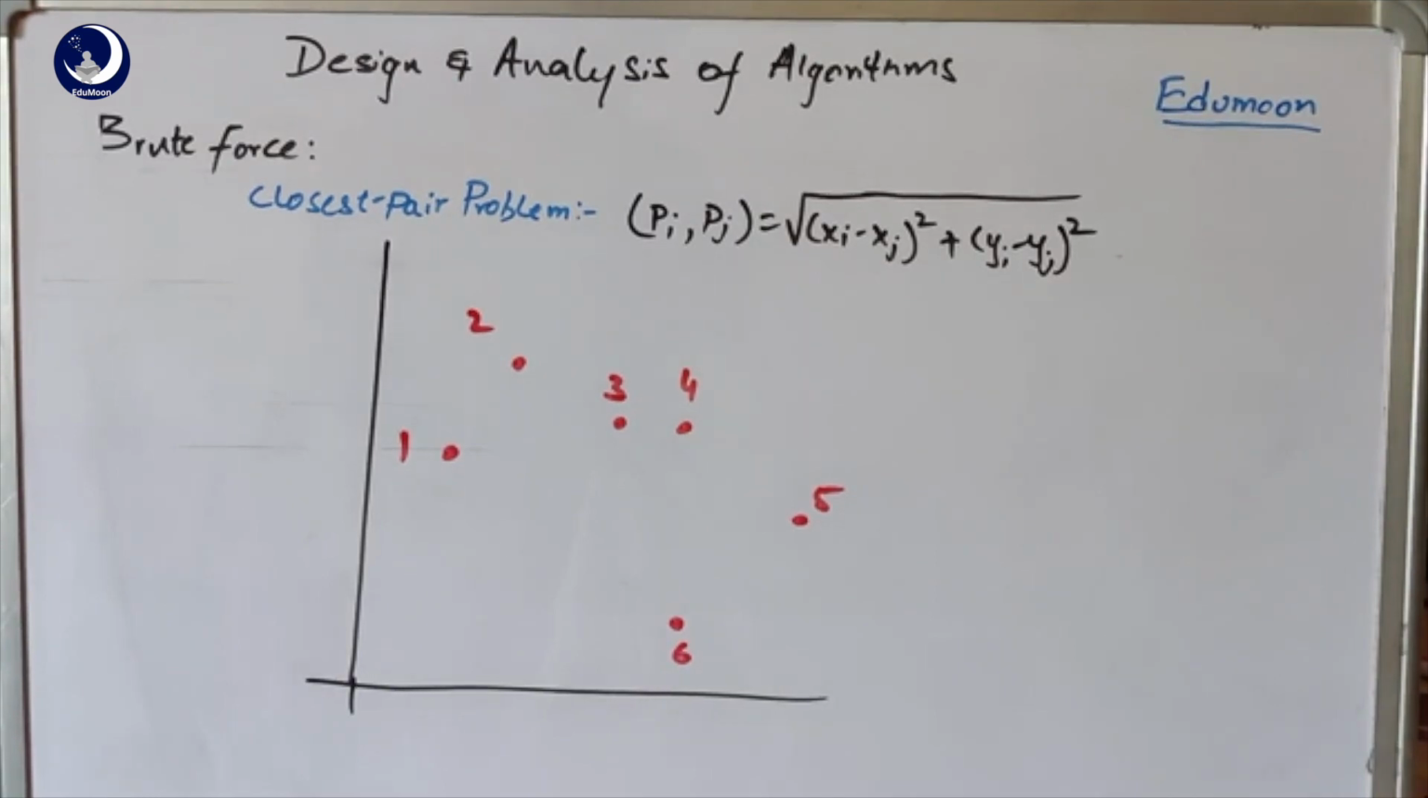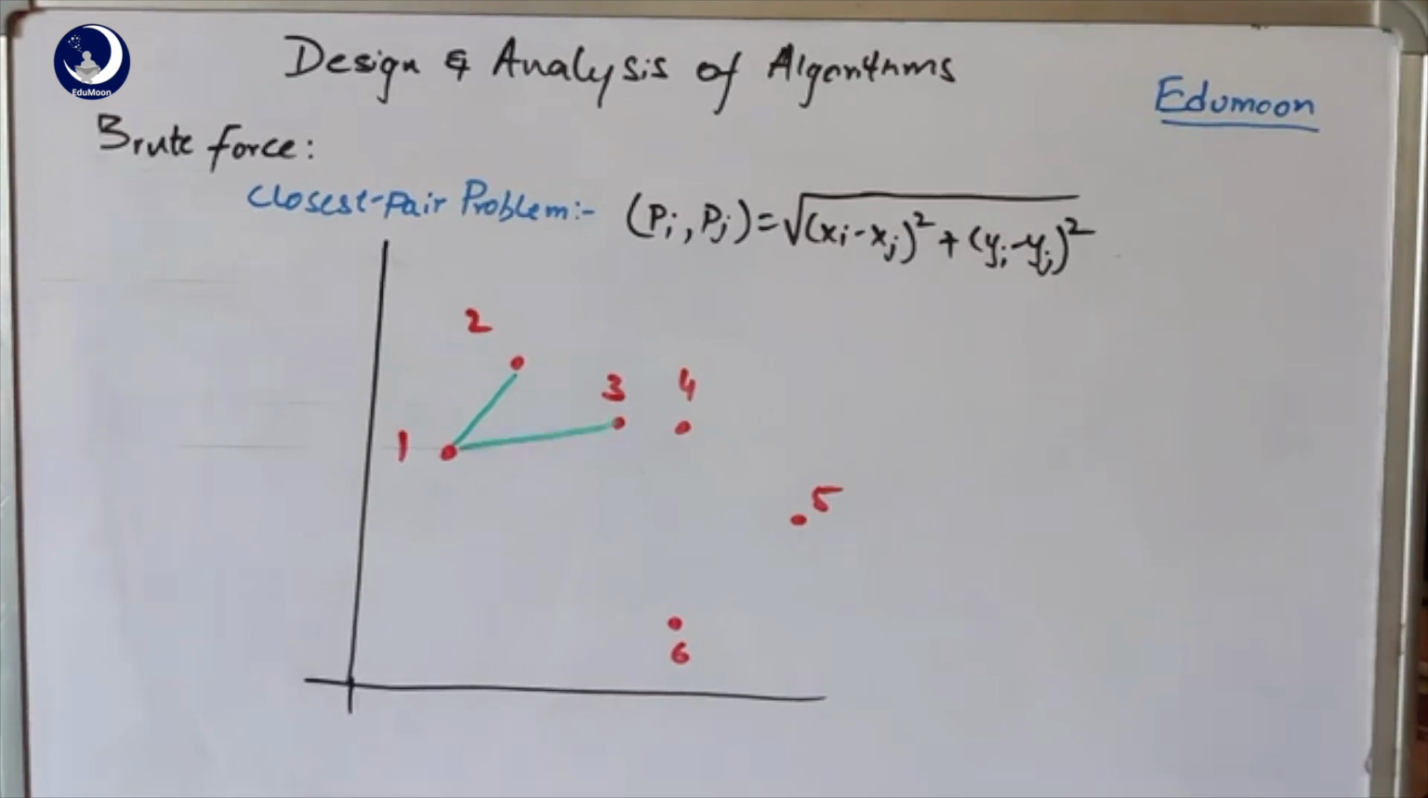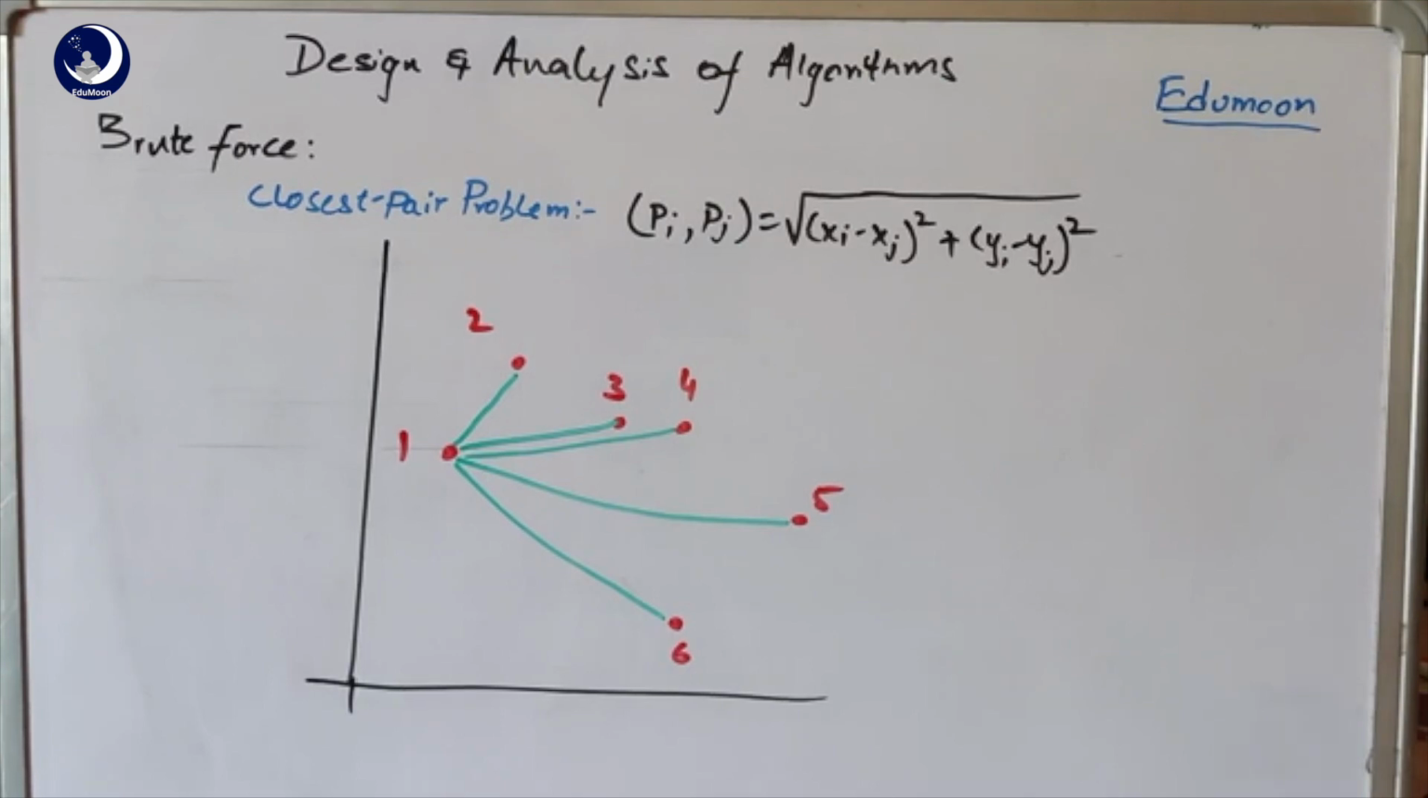Simply we compute the distance between each pair of points. That is, we compute the distance between p1 and p2, then we go with the next pair, p1 and p3, then p1 and p4, p1 and p5, p1 and p6. Like this we compute all the distances from the starting point 1, and we note down the distance between those pairs of points. Then we compute the remaining pairs, that is the distance between p2 and p3, then p2 and p4, similarly p2 and p5, p2 and p6.